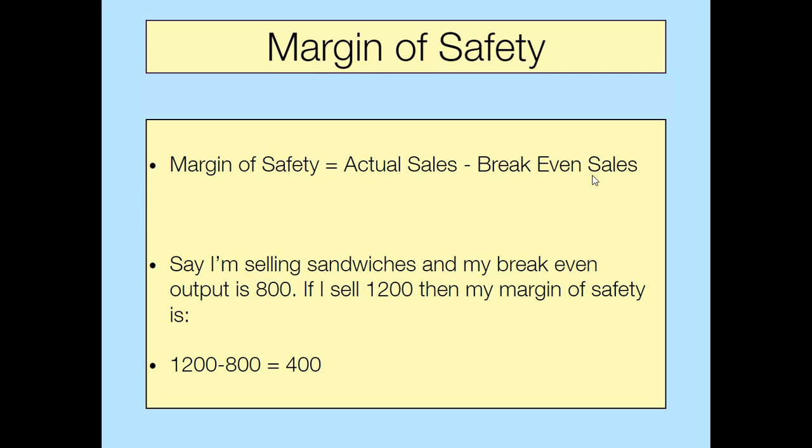So say I'm selling sandwiches and my break-even output is 800. If I sell 1,200, then my margin of safety is, you literally just do your actual sales, so how much you've actually sold, 1,200, minus your break-even output, and you get 400.